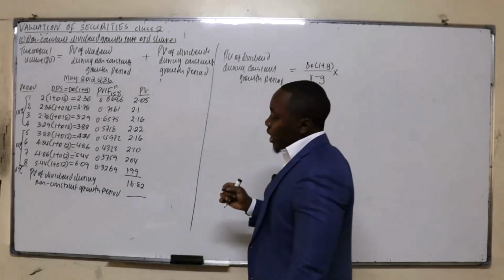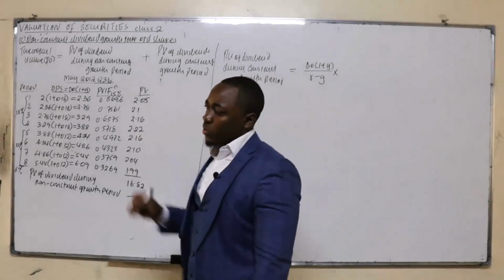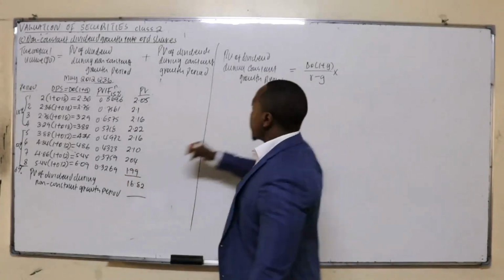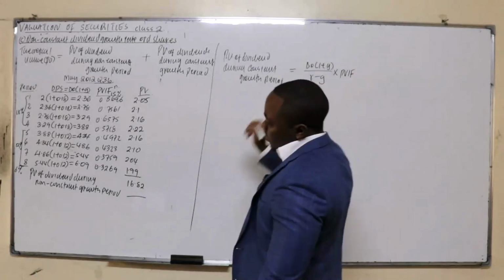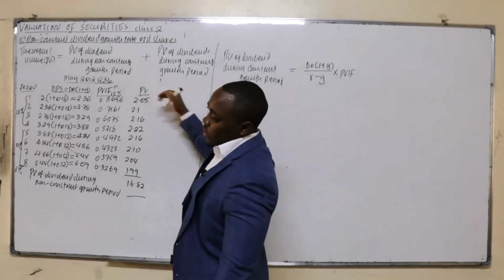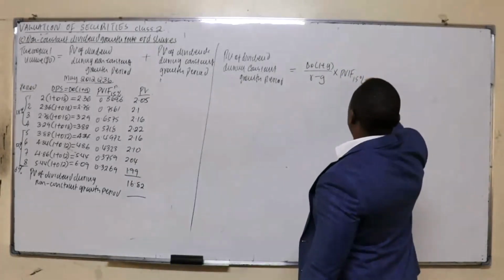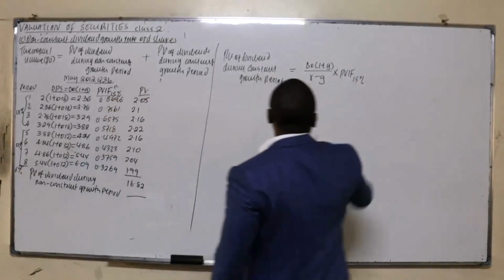But what you get now is the intrinsic value at year 8. But what you need is the present value. So you need to discount. Since you are determining it at the end of year 8, you use the present value interest factor. It's not an annuity. You'll get the value at the end of year 8, but you want the present value at year 0. So it's the present value interest factor at 15%, and you always use the last period. So the last period was 8.